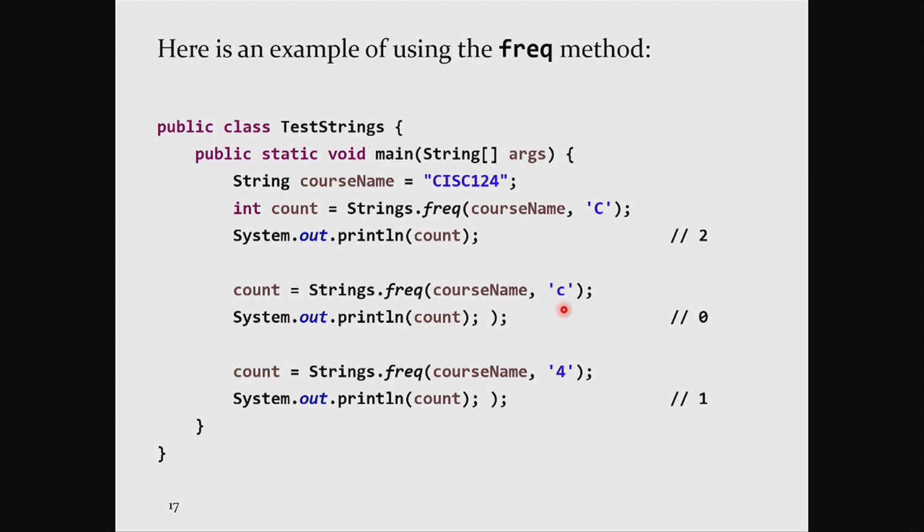Characters are case sensitive, so little c is different than big C. If I call Strings.freq with course name comma little c, that gives you back 0, because little c does not appear inside CISC124. If I ask for how many times the character 4 appears, not the number 4, the character 4, you get 1, because it shows up at the end of the string.